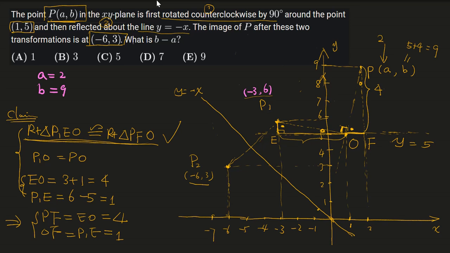What is the question? It is asking about this expression, B minus A. Therefore, that is 9 minus 2, which equals 7. So our final choice is D.